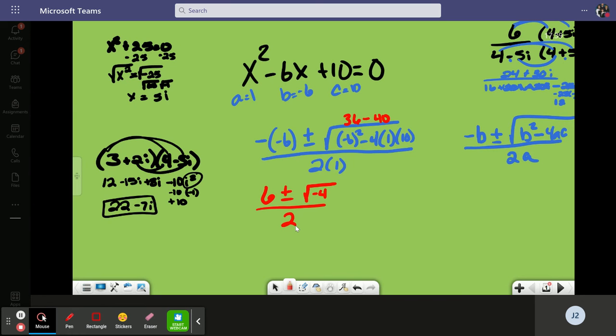Square root of negative 4. What was our square root of negative 25 in our first problem? It was going to be a 5i, right? So what's going to be the square root of negative 4? 2i. Because I'm going to break that negative 4 into the square root of 4 times the square root of negative 1. Square root of 4 is 2, and the square root of negative 1 is i. So I'm going to have 6 plus or minus 2i over 2. Can I still do some simplifying there? Yeah, 2 is going to come out of all of them, right? So 6 divided by 2 is going to give me 3.